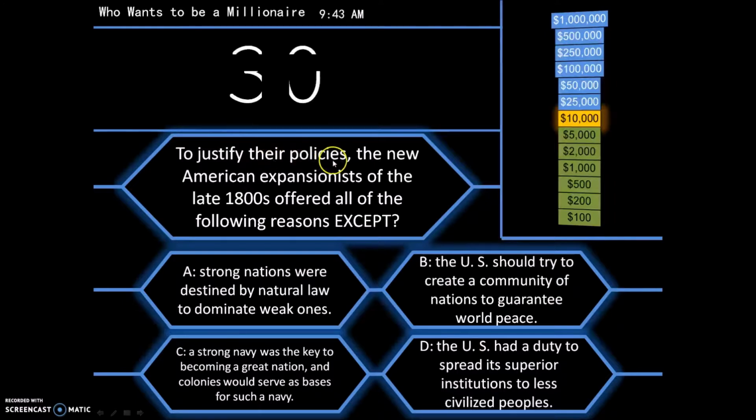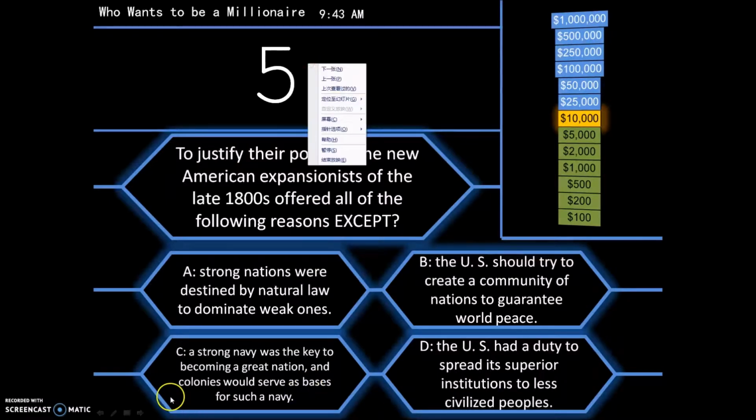To justify their policies, the new American expansionists of the late 1800s offered all of the following reasons except A. Strong nations were destined by natural law to dominate weak ones. B. The United States should try to create a community of nations to guarantee world peace. C. A strong navy was the key to becoming a great nation, and colonies would serve as a basis for such a navy. D. The United States had a duty to spread its superior institutions to less civilized peoples. So let's see. And this is not, of course, related to world peace, so we'll pick B.